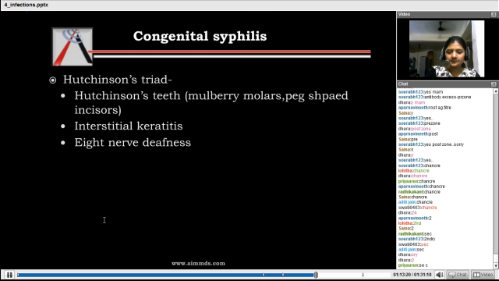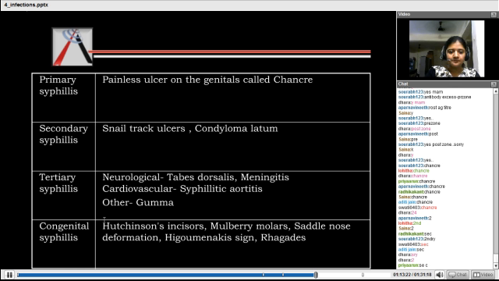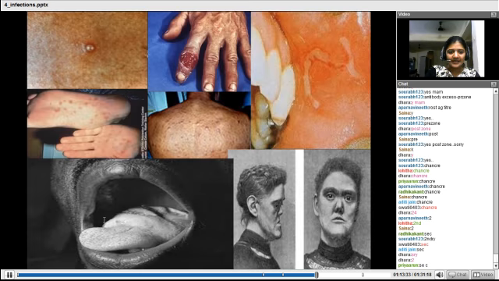Hutchinson's triad. Not getting into that. Summary of your whole thing. Nice one to remember, but something that you already know. So let's proceed with this. Now diagrams.